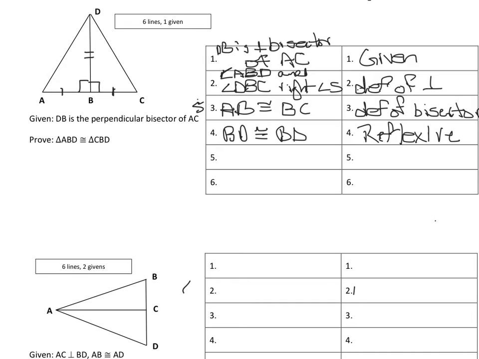Okay. So if I look here, this is not going to be hypotenuse leg because they tell me nothing about the hypotenuse. So I need to know if these two are right angles. I also know that angle ABD is congruent to angle DBC by definition of congruence.